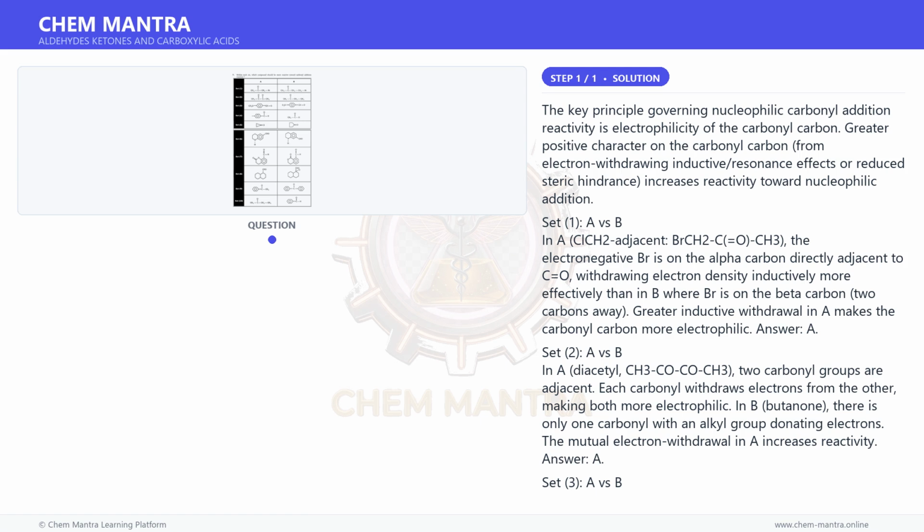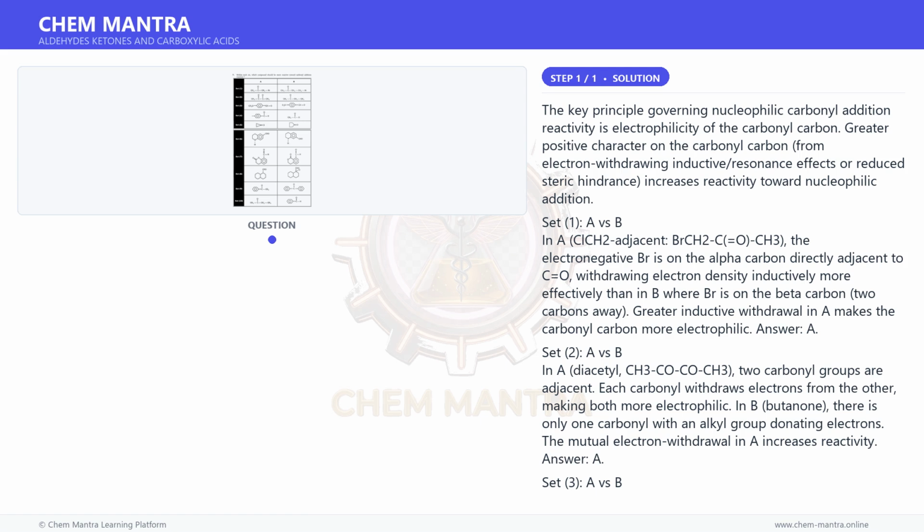In A, p-tolualdehyde, ArCHO, the aromatic ring delocalizes electron density onto the carbonyl by resonance, reducing electrophilicity, and the para-methyl group is electron donating. In B, acetaldehyde, CH3CHO, the methyl group is a weaker donor than an aryl group, and there is no resonance delocalization reducing carbonyl electrophilicity. Acetaldehyde is also less sterically hindered. Answer B. Set 5, A versus B.